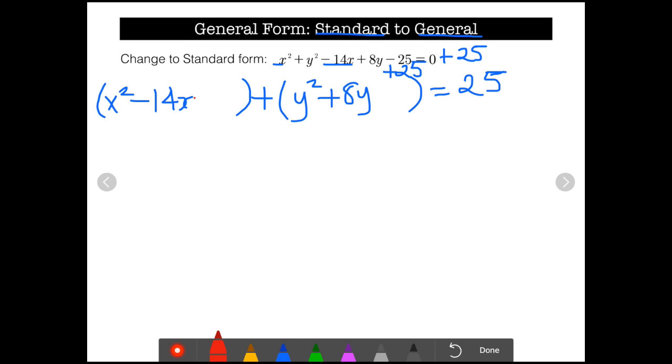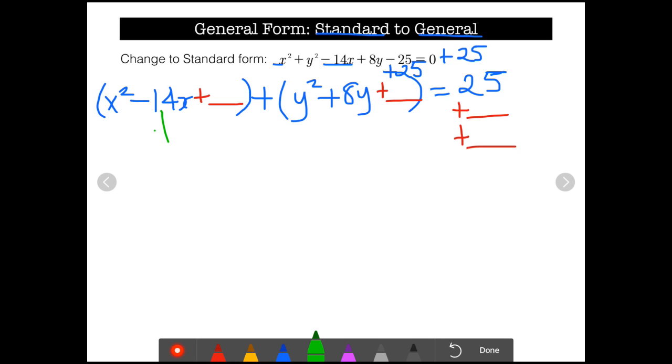We are going to put a plus blank and a plus blank over here, and then on the other side we're going to also add a plus blank and plus blank. Basically we're completing the square, for those of you who are familiar with that. Okay, then we need to figure out what these blanks are going to be.